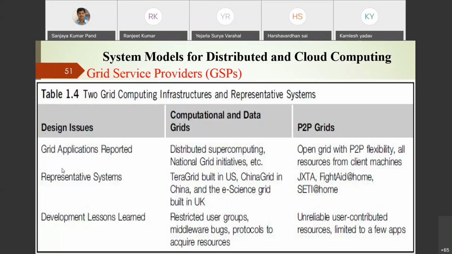Then in a P2P system, there is an open grid with P2P flexibility. All resources come from the client machines. The resources are not owned by a particular organization.